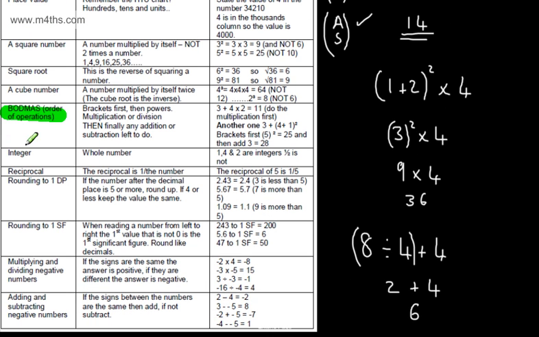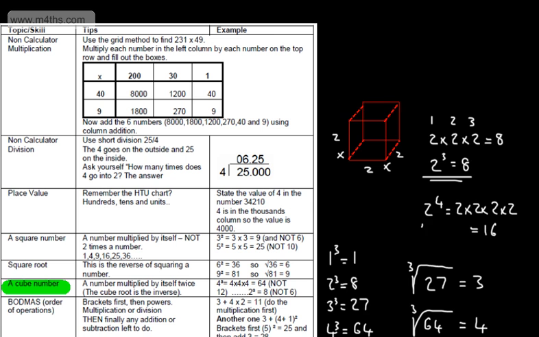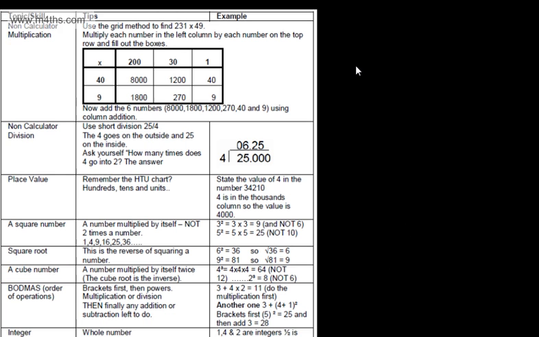Okay, let's now look at the word integer. Integer is a whole number. The reason I've included this is because it crops up on lots of questions. So integers are whole numbers: 1, 2, 5, 20, 47. They're not fractions or decimals. So if we look at some examples of integers, let's go ahead and do that.